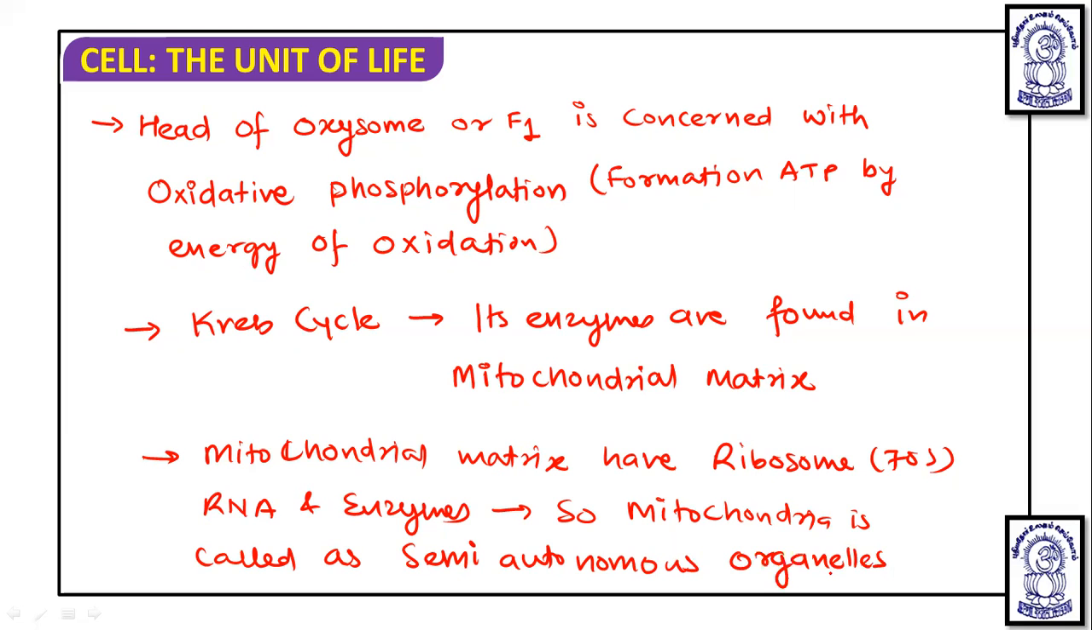Now the DNA which is present is a single molecule, double stranded, circular, naked DNA, meaning without a nuclear envelope, present in the mitochondrial matrix. And this single circular naked DNA has high GC content.